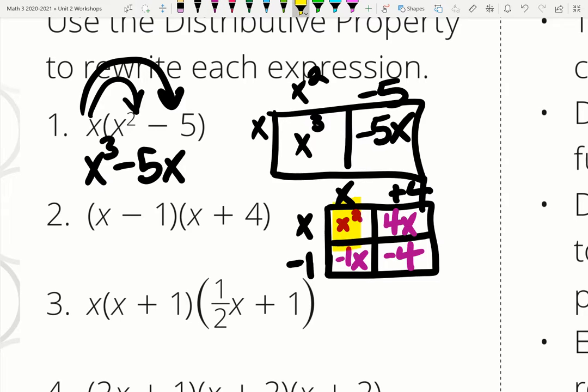So I'm going to write it in order. X squared, -1x and 4x is going to result in a positive 3x, minus 4.